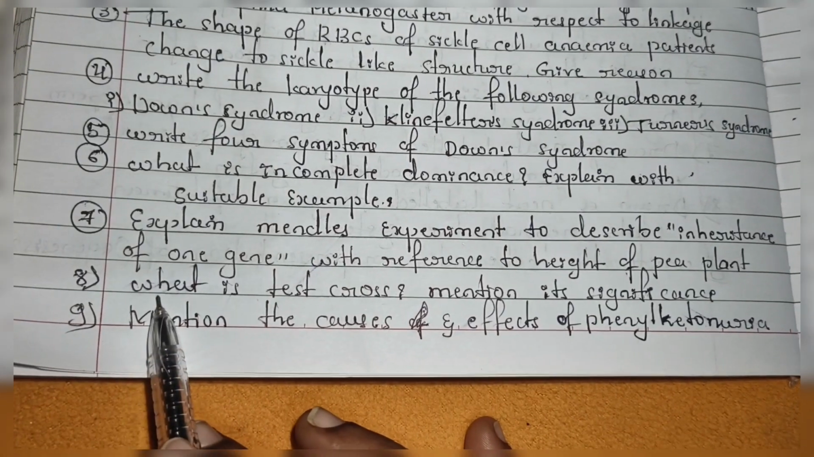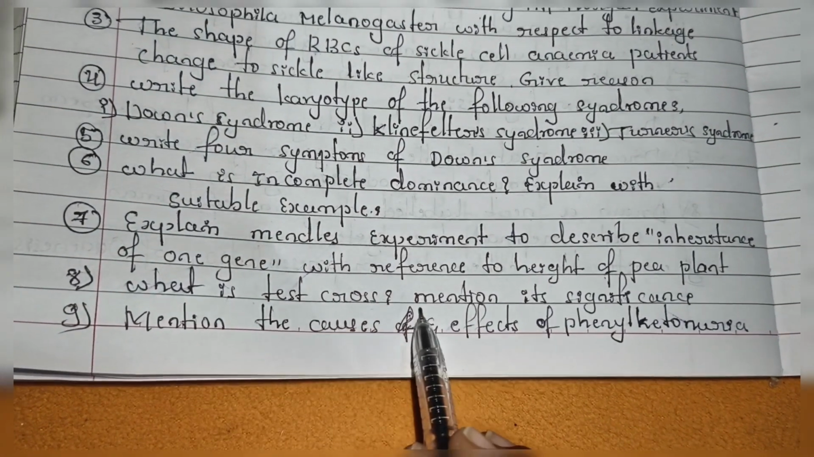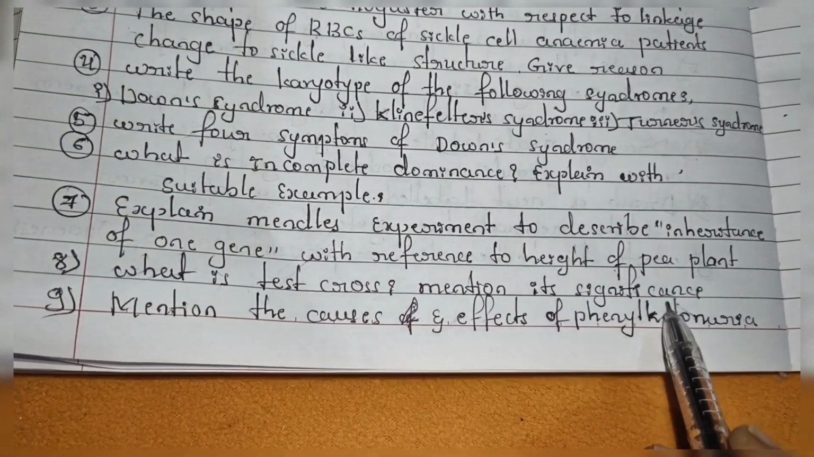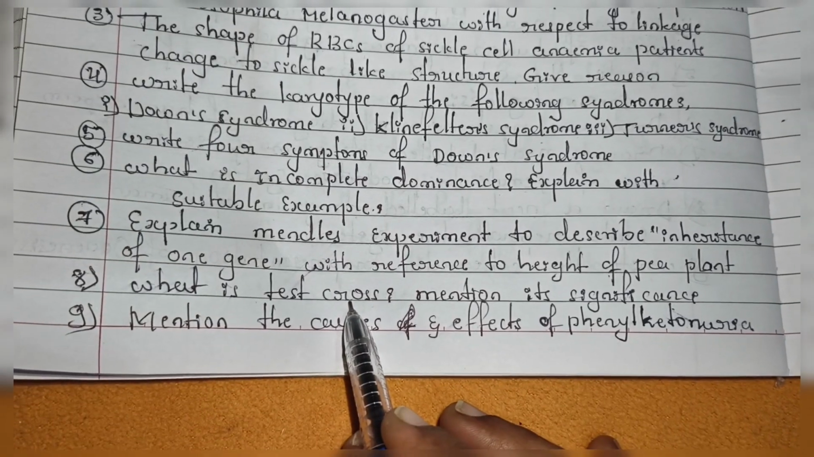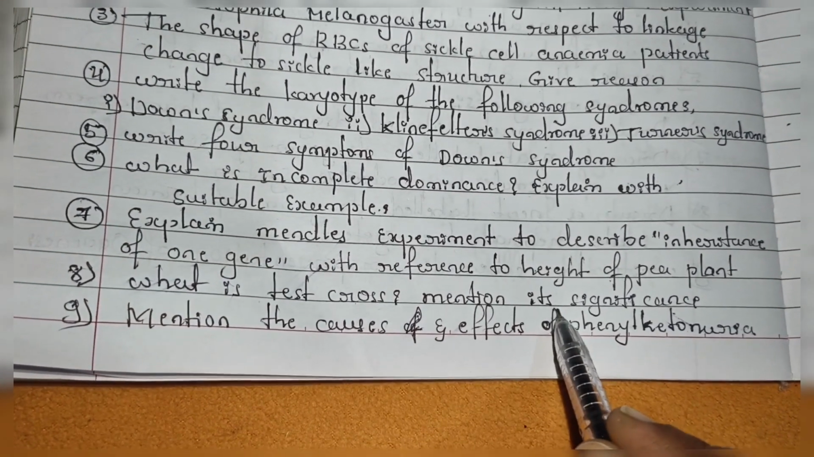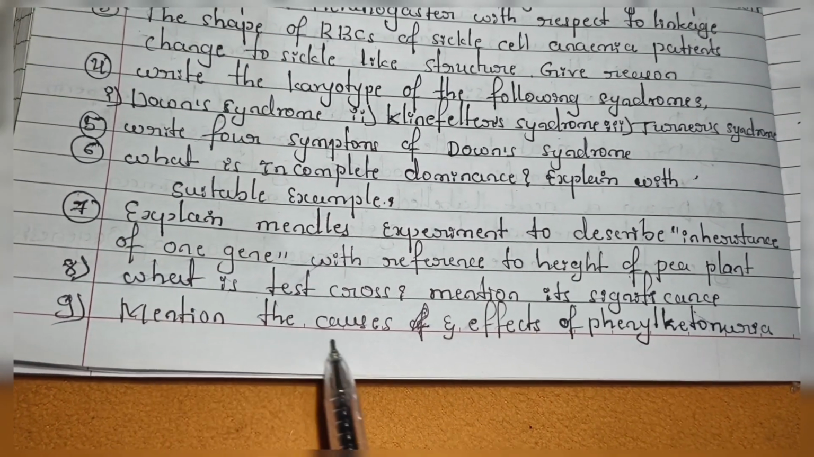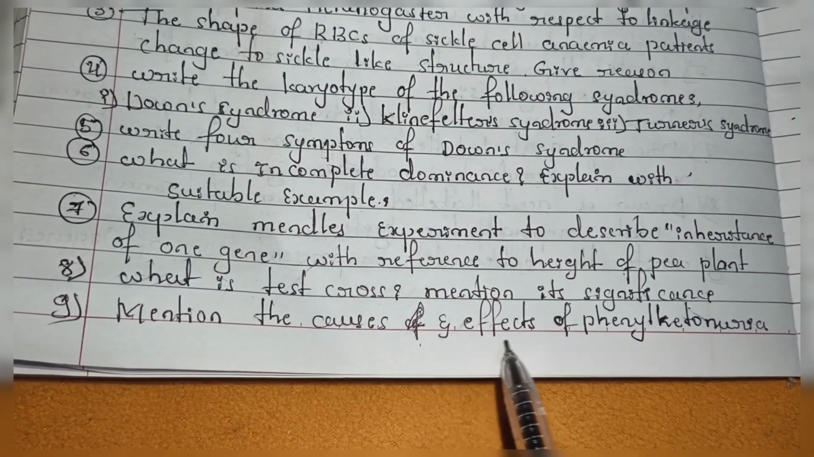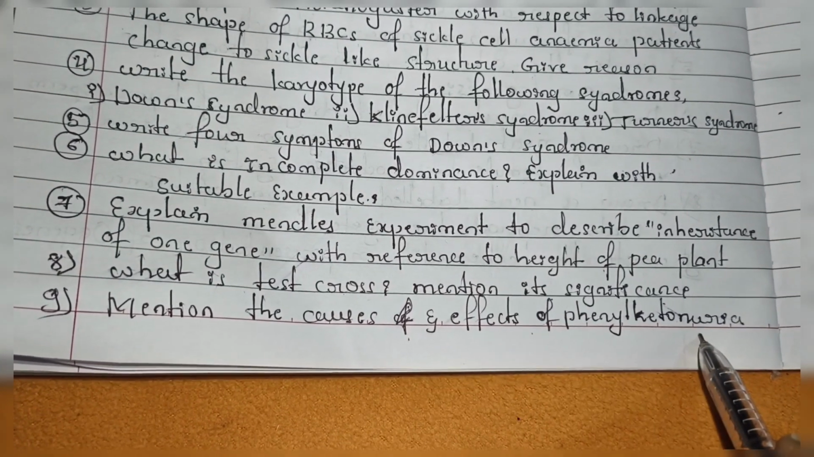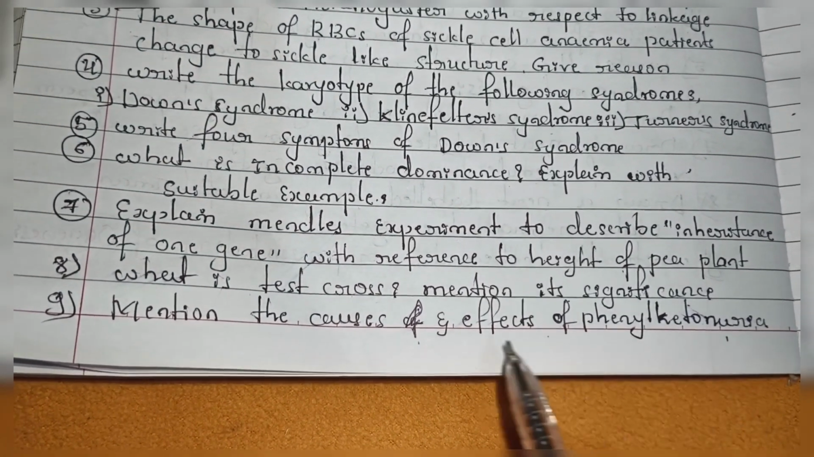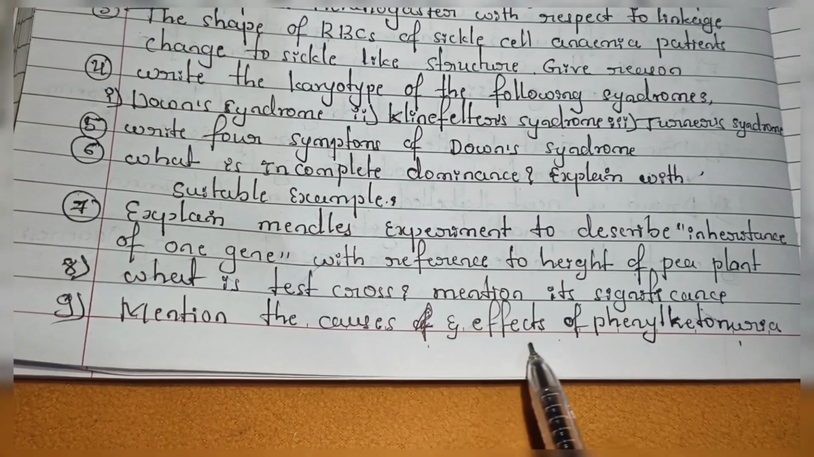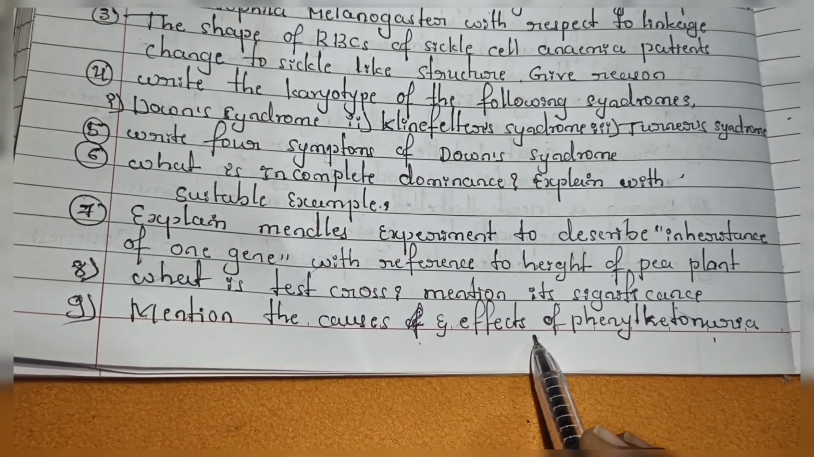And next question, eighth one, what is test cross? Mention its significance. You have to write the definition of test cross plus uses. And ninth one is mention the causes and effects of phenylketonuria. What are the causes, and what are the effects of phenylketonuria.